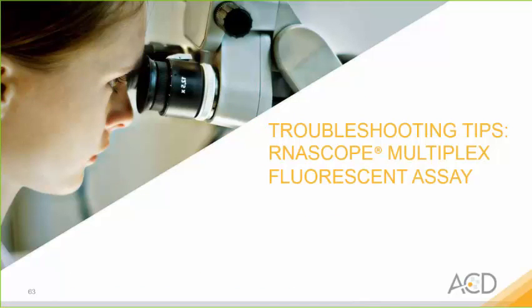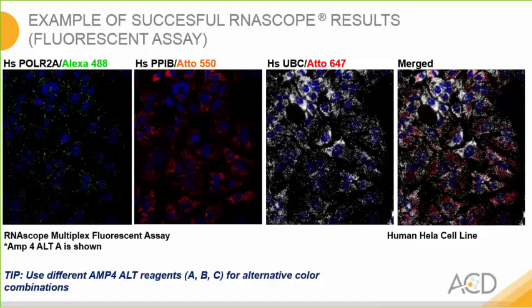Okay, so now I will discuss troubleshooting tips for the multiplex fluorescence assay. When your assay is successful, you should see images like this based on expression level. So Polr2A is green, and PPIB is red, and then UBC is far red, and this is using the M4L8 option. Polr2A is the C1 probe.